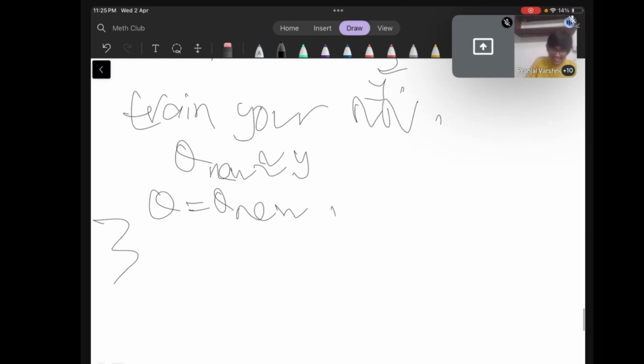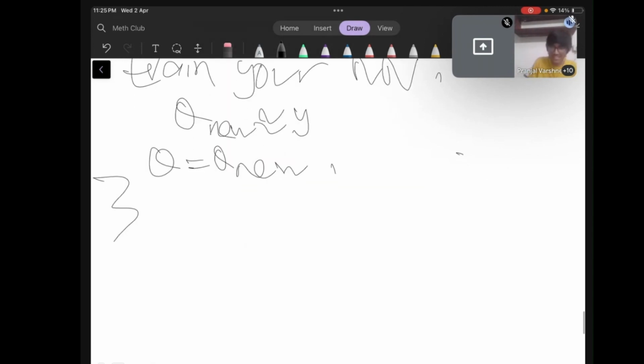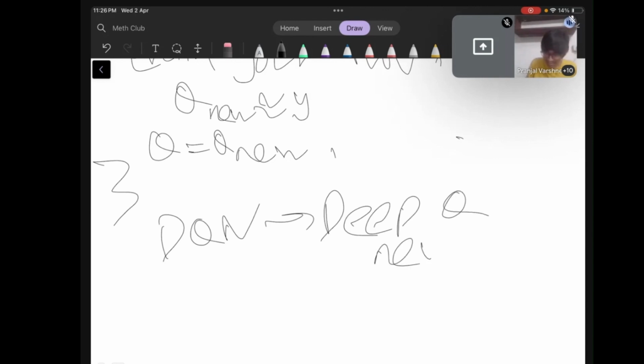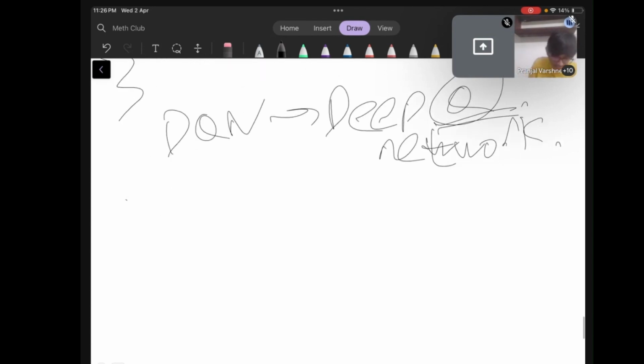Okay, so I'll just give a technical term to what we just learned. This is called DQN, Deep Q Network. Why is it called this? You're using deep learning, or neural networks, to figure out your Q, your state-action value pairs. So this is called a DQN. Now we'll see some refinements.